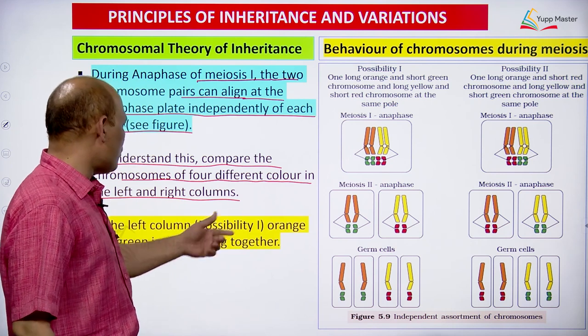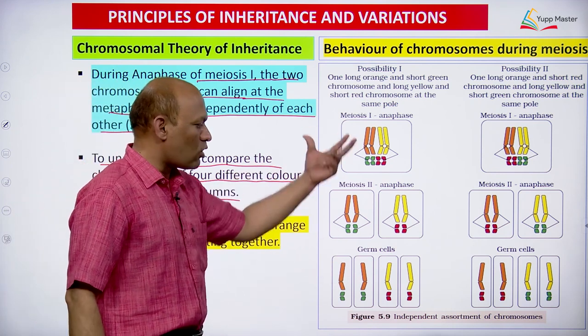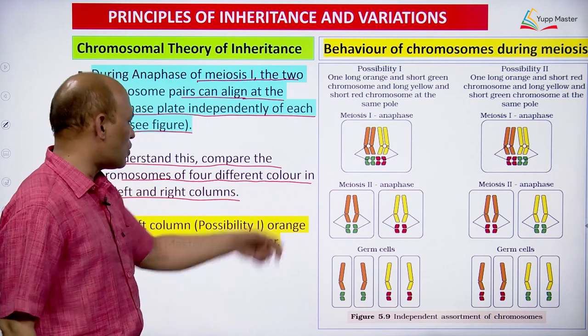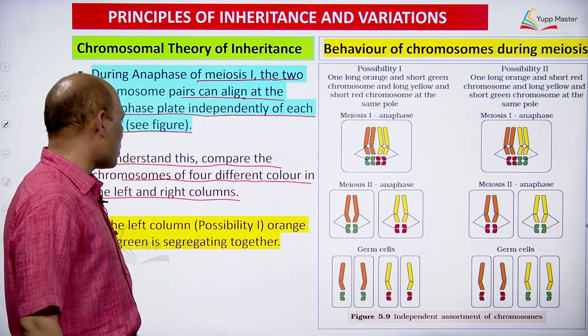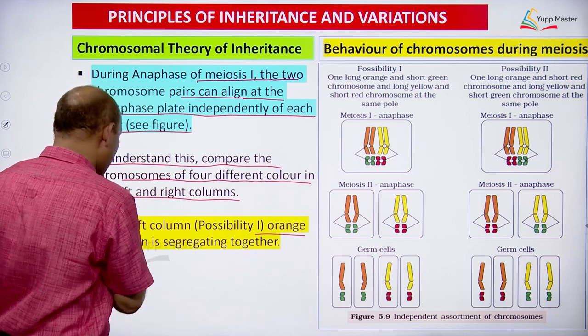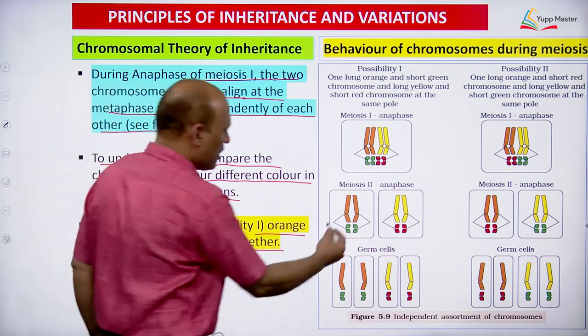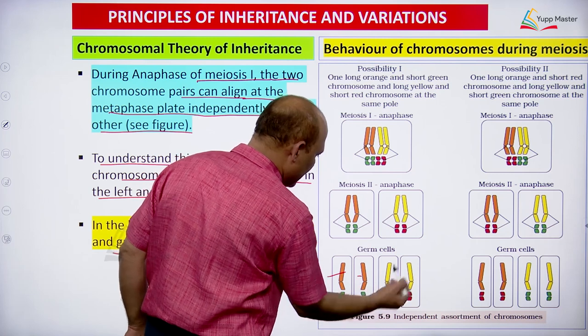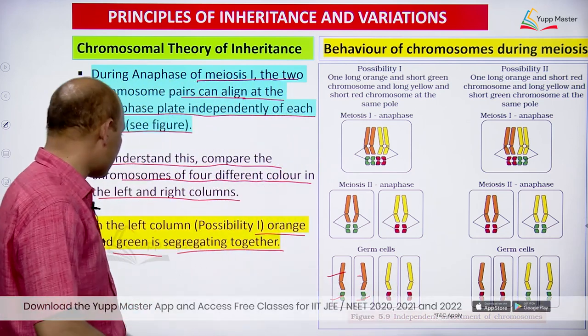So in the left column, possibility 1 is showing, and the right column is showing possibility 2. In the left column, possibility 1, dear students, do you see orange and green segregating together? Are you able to see orange and green segregating together? You need to understand.